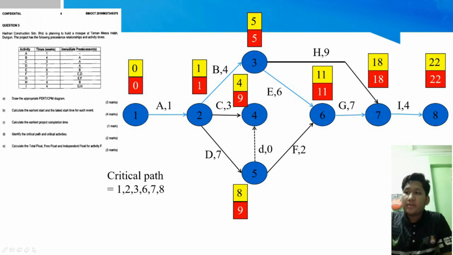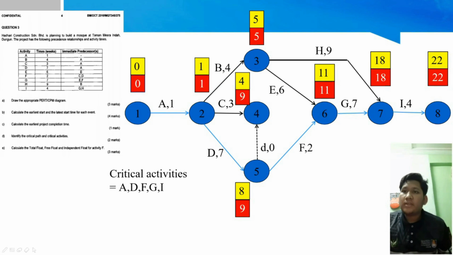For question 3D, identify the critical path and critical activity. First, the critical path. Critical path means the path whose activities are expected to consume the most time, which determines the completion time. The easiest way to know the critical path is when the EET and LET are the same number. So in this question, we go from event 1, event 2, event 3, event 6, event 7, and event 8, because all of the EET and LET are the same number.